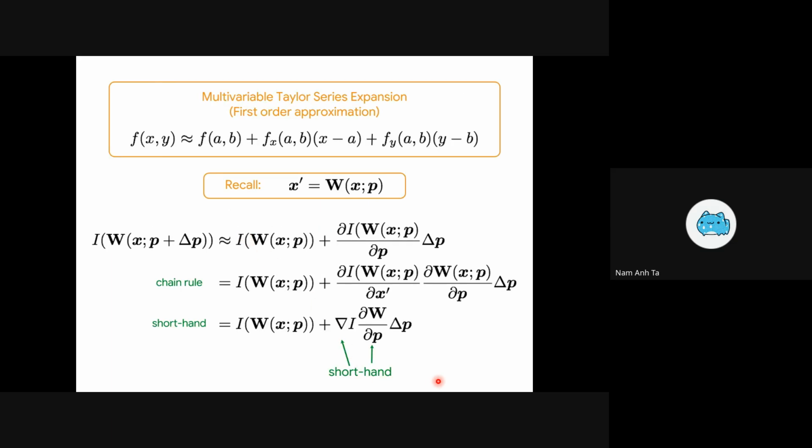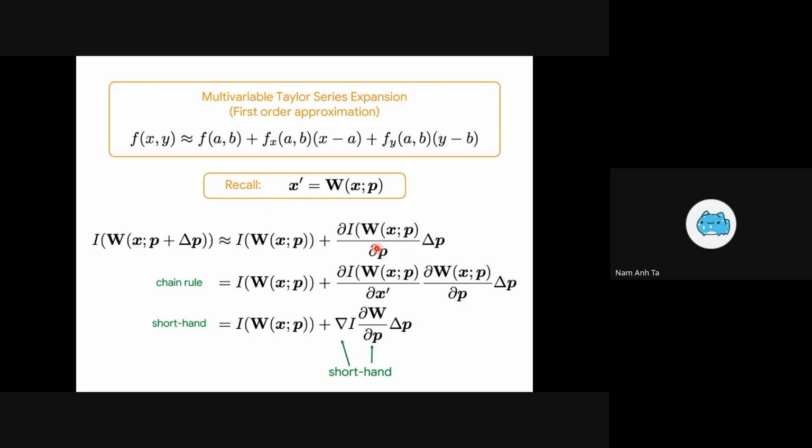This is the linearization step, which includes the chain rule and the approximation. So the first line here, we will apply the first order Taylor expansion. This assumes that the increment delta P is small enough that the function can behave linearly in that local neighborhood. Okay, and then we will find the derivative with respect to the parameter P.